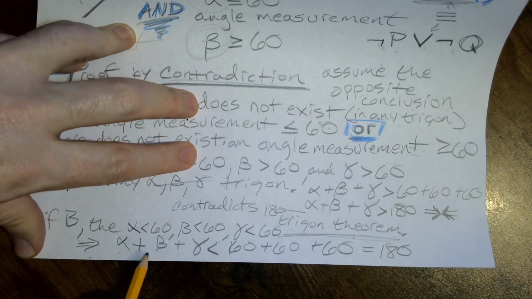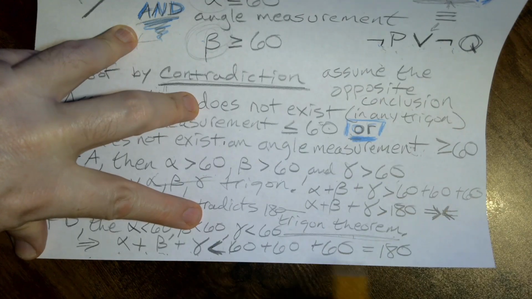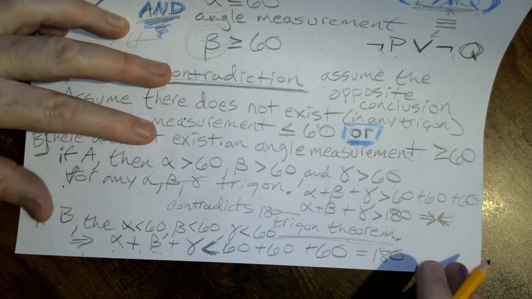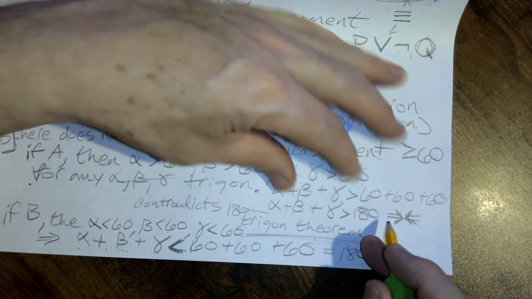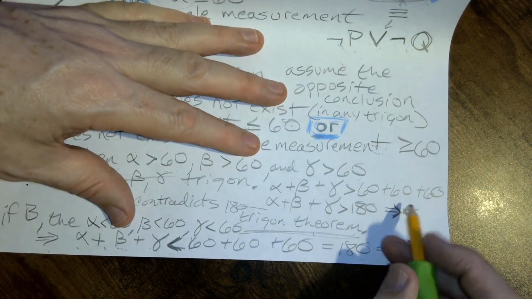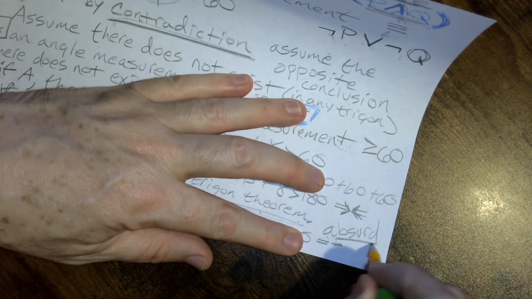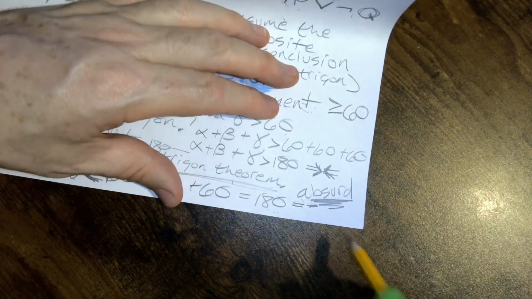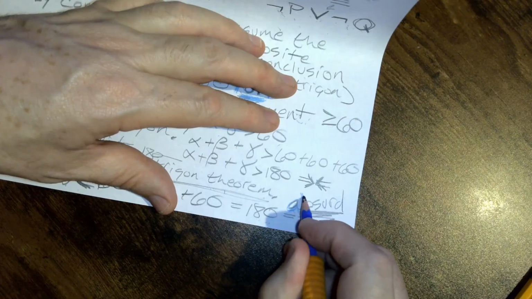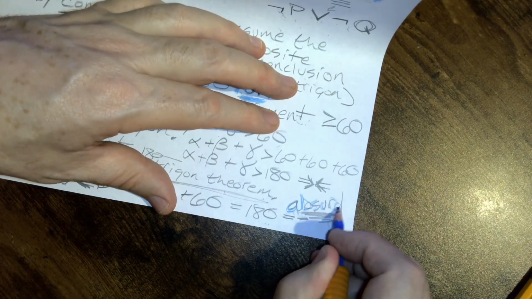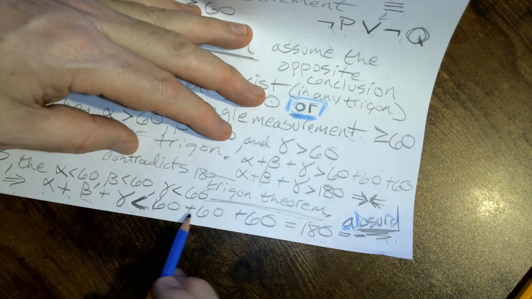That means we add up all the angle measurements of this trigon and we get something less than 180. That's a contradiction. That's an absurdity. That's absurd. Technically, you're going for absurdity. Absurd means ridiculous, right? You can't have the angle measurements adding up to less than 180.